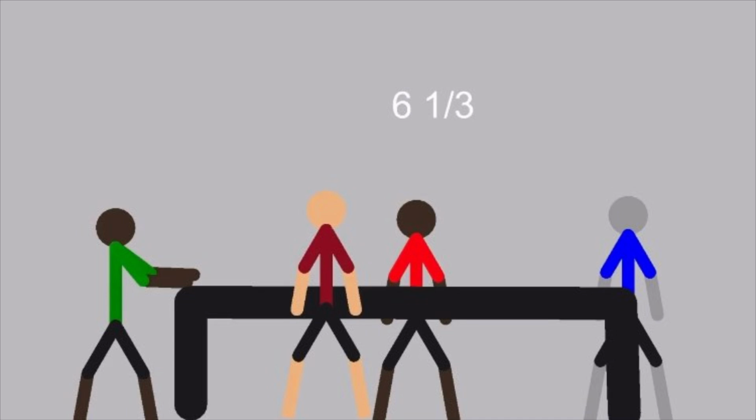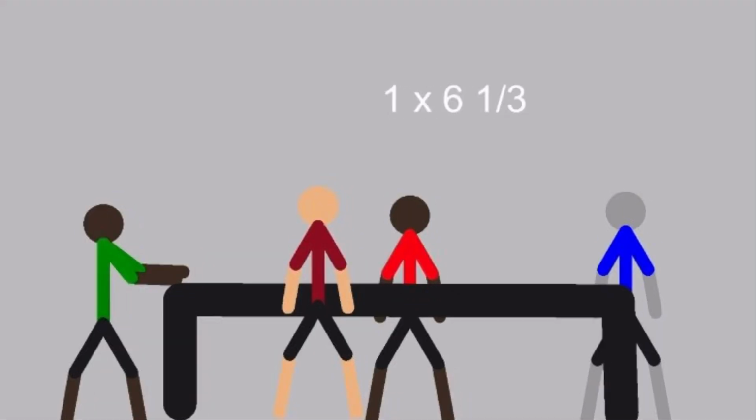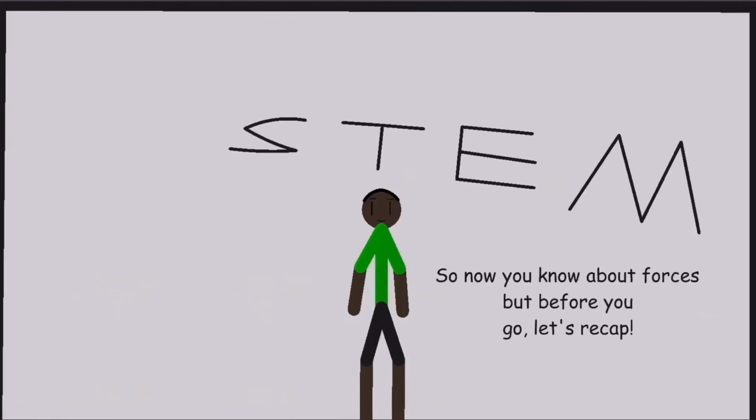And we finally get the force by doing 1 times 6 whole number 1 over 3. Remember, the mass is 1 kg. Now, 1 times anything is that number, so the answer is 6 whole number 1 over 3, aka 6.33333333. Okay. So now you know about forces.